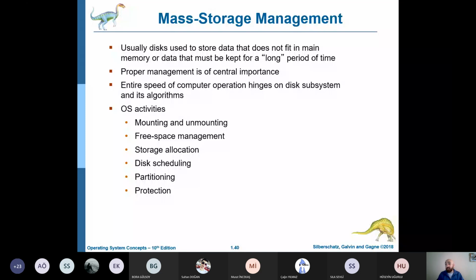We have to manage the free space on mass storage. We need storage allocation, disk scheduling, partitioning, and protection. So these activities will be our main topics while we discuss the mass storage management of operating systems.